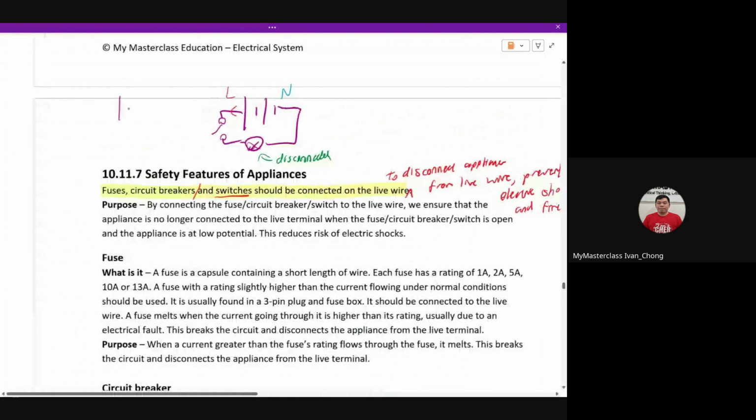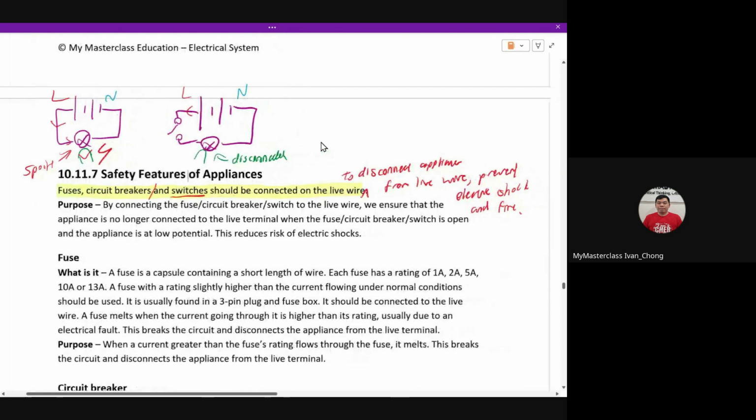Because, for example, if there is no device, there's no earth wire, this is live, this is neutral. If somebody hand itchy goes and touches this, current, if this is spoiled, will flow through the person. This person will get zapped, they die. But if you have a switch at the live wire, even if you touch it, you won't be affected because your switch is open, current cannot flow through.